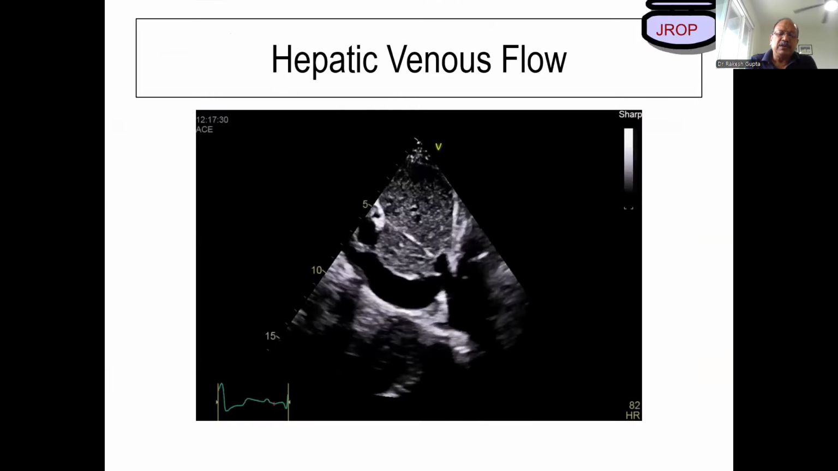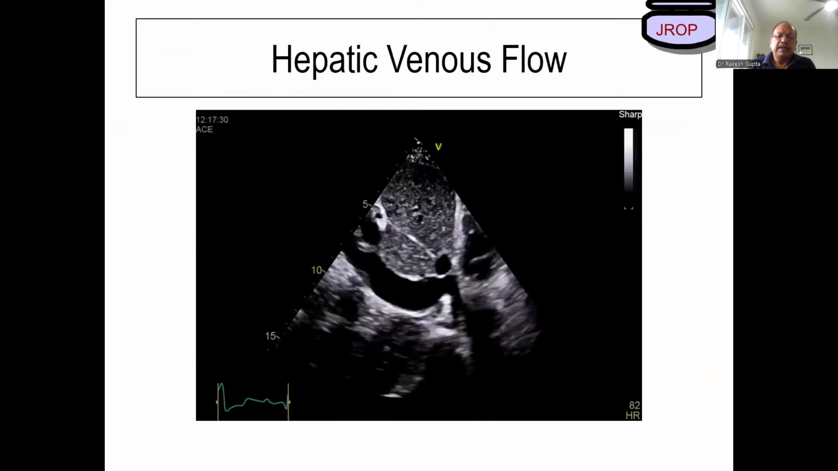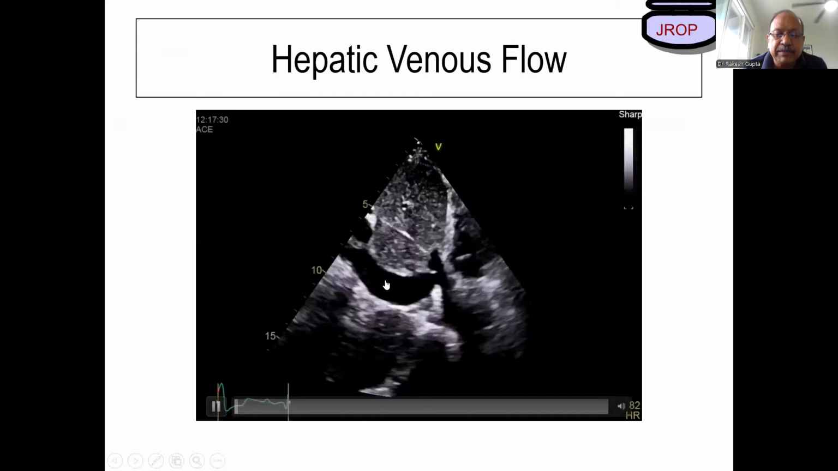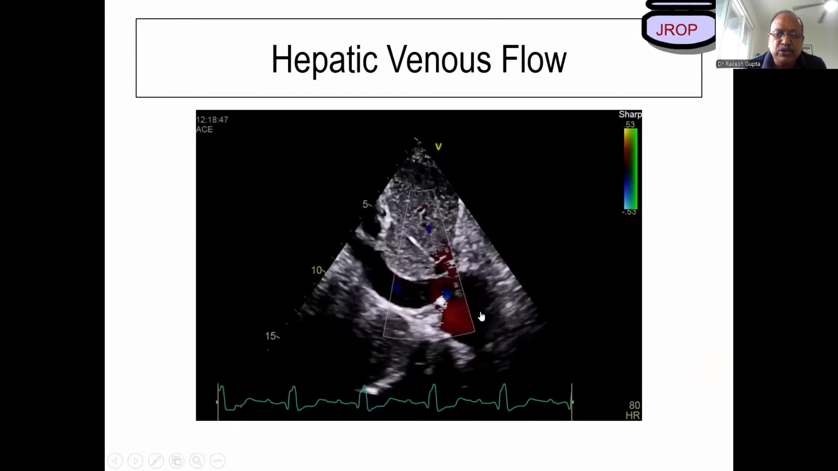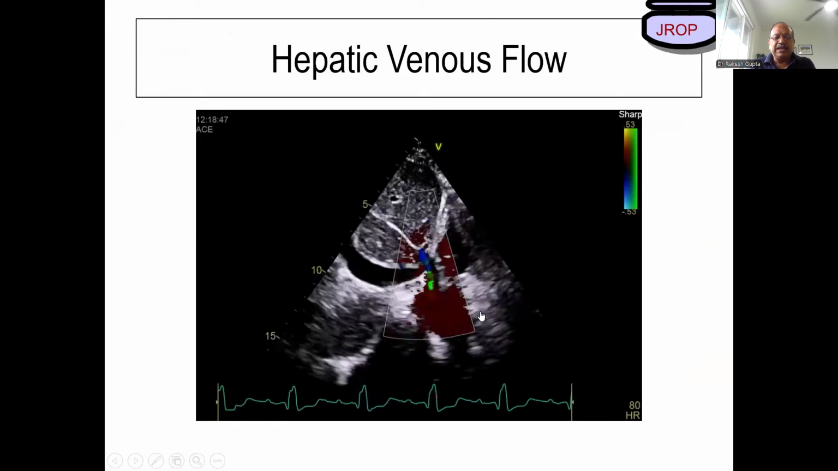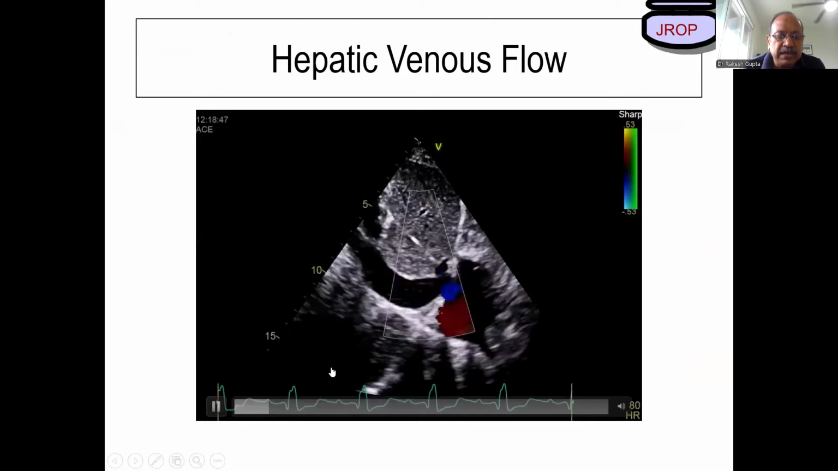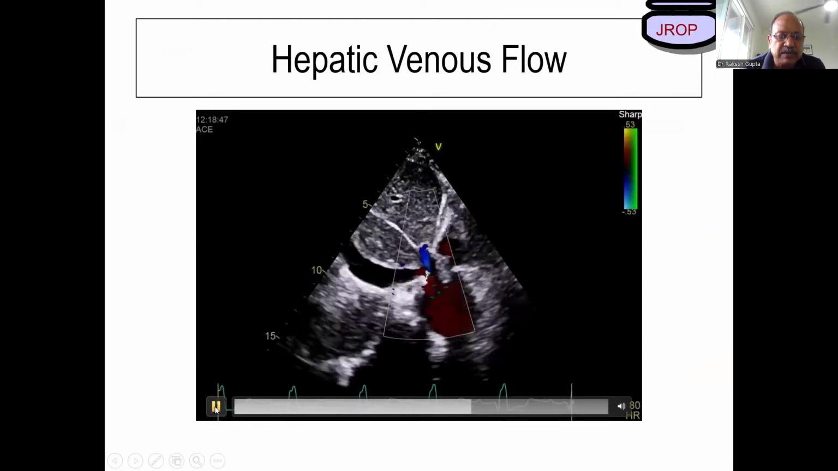Can you see my slides now? Yes, sir. So here is the hepatic vein, IVC. Here is the hepatic vein. Here is RA. So what exactly is happening in this patient in color? I'll hold this image for you.